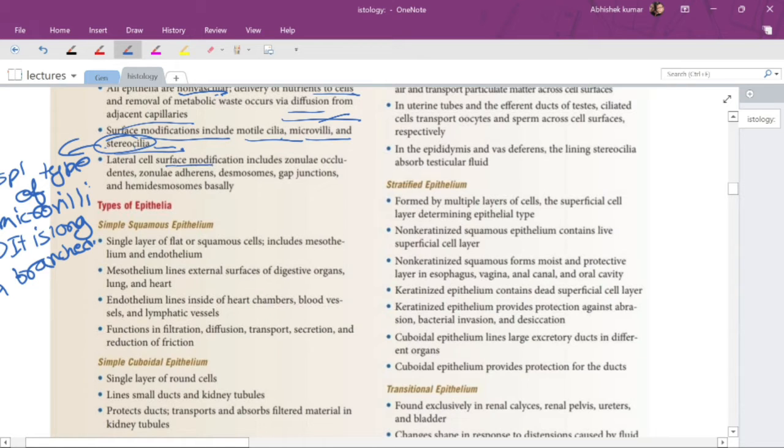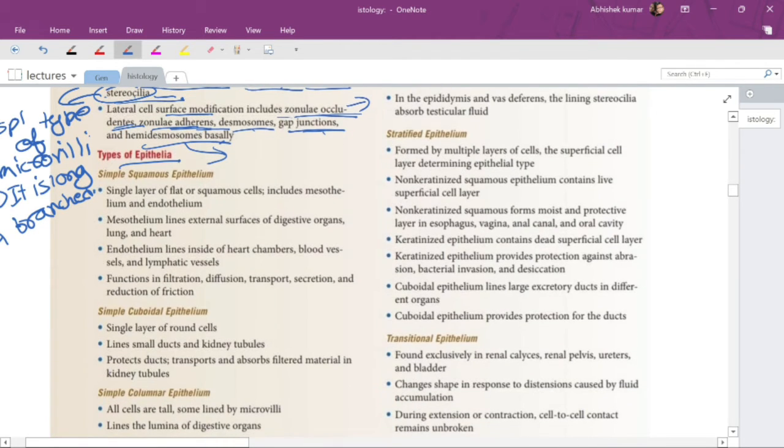Now, lateral cell surface modifications include zonula occludens, zonula adherens, desmosomes, gap junctions, and hemidesmosomes. Some of you know the junction phenomena of the epithelial tissue. So these are the various types of junctions. Zonula occludens is a tight junction, and zonula adherens is your adhering junction. Just like desmosome. Gap junction is your communicating junction. Hemidesmosome is half of the desmosome, like half of the adhering part. It normally adheres the basement membrane to the epithelial tissue.